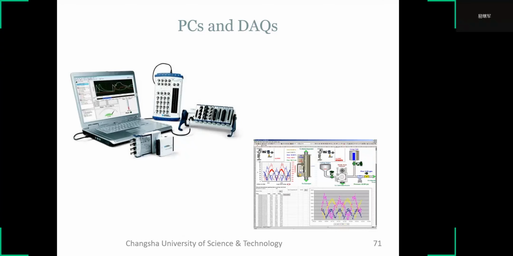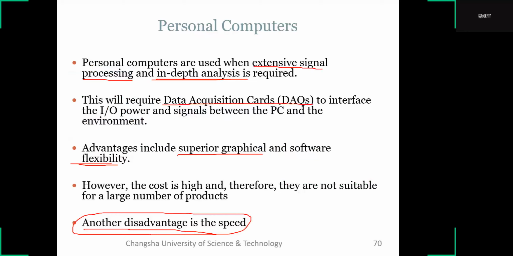This is an example of a PC and the DAQ data acquisition card. If we want to use the PC as the controller, we need the DAQ data acquisition card.